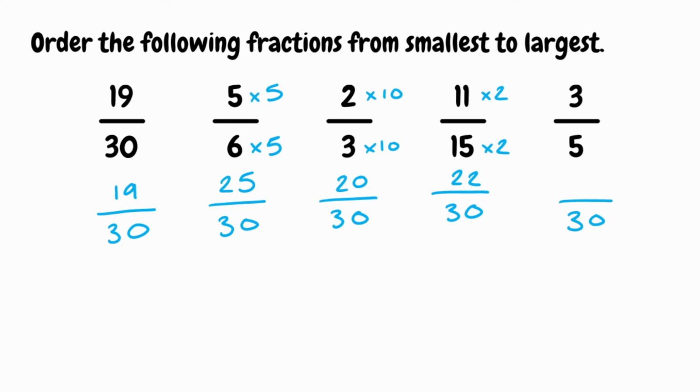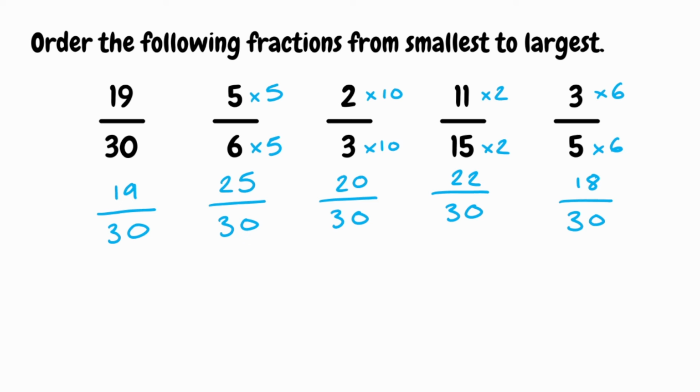And then finally, with this 5, we must have multiplied that by 6, which means we're going to do exactly the same to the top. So if we do 3 multiplied by 6, that gives us 18. So we now have our 5 fractions with the same denominator. So we just use the numerator now to order them.